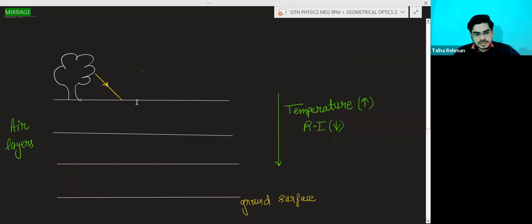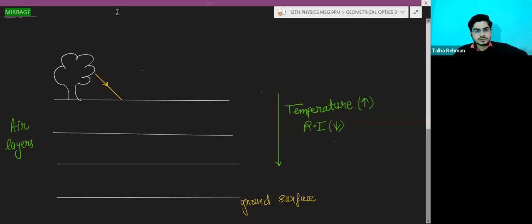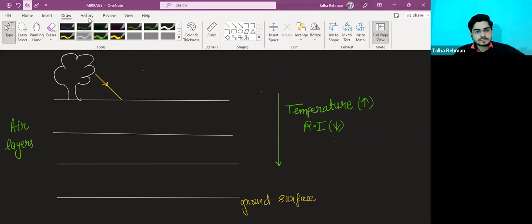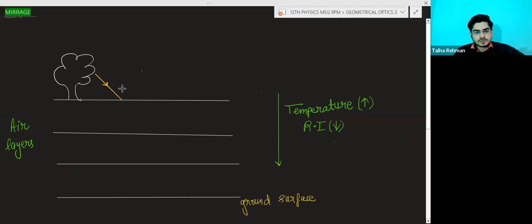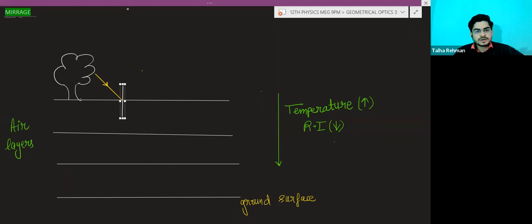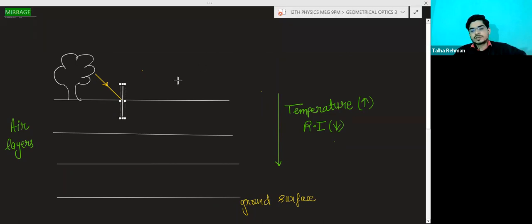So now this is the interface, and here the medium will be rarer, and here the medium will be denser. As you are moving downward, the temperature decreases. So what will happen? Refraction will take place. This is the normal, okay? So refraction will take place.